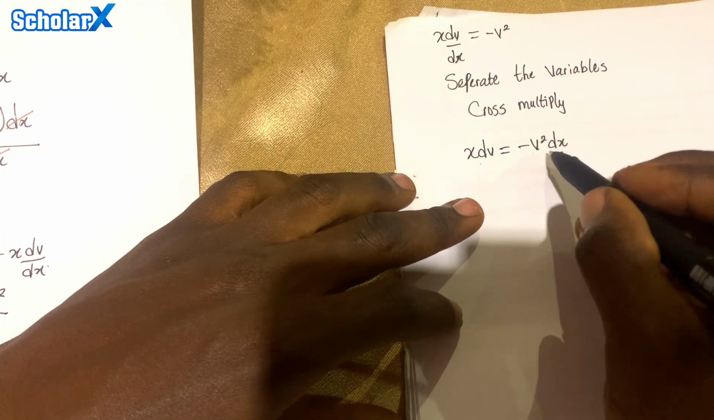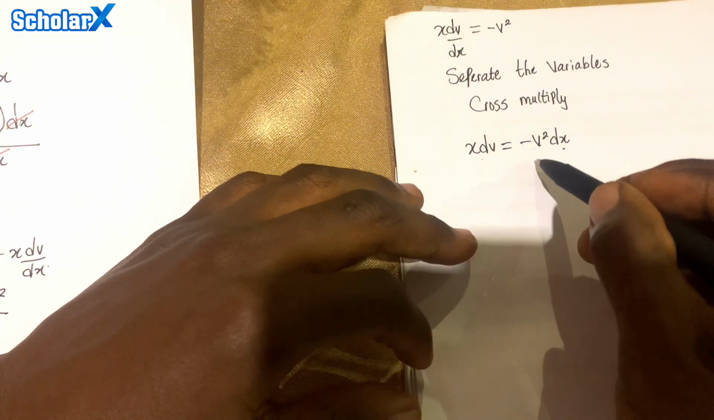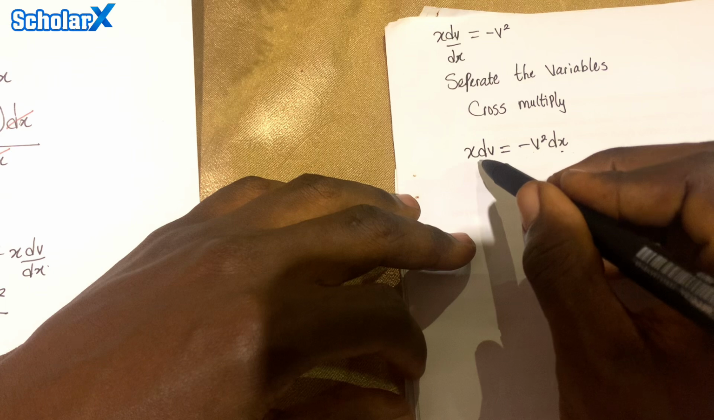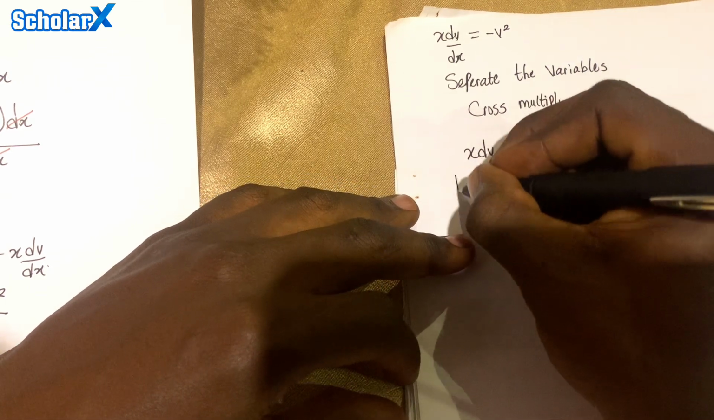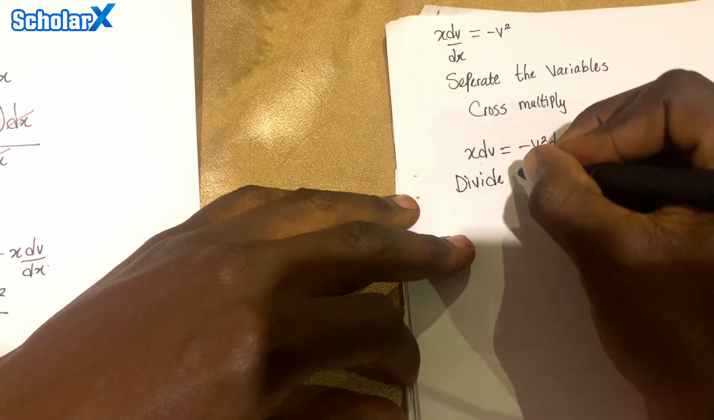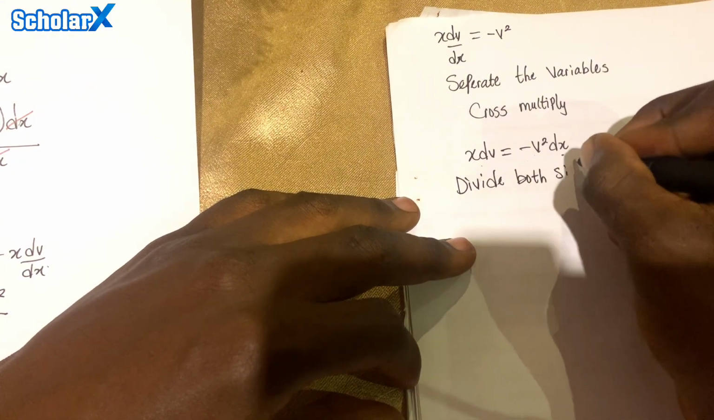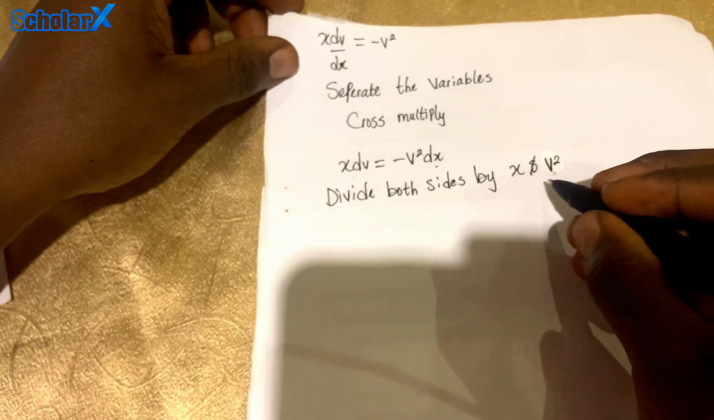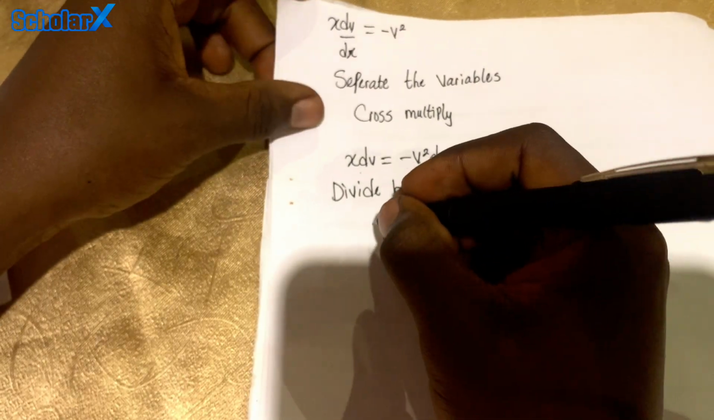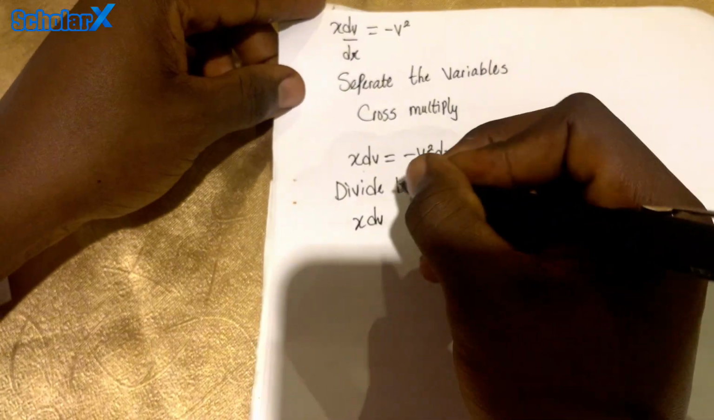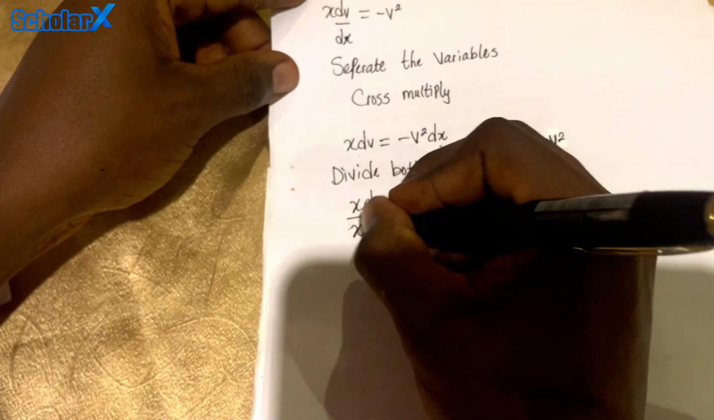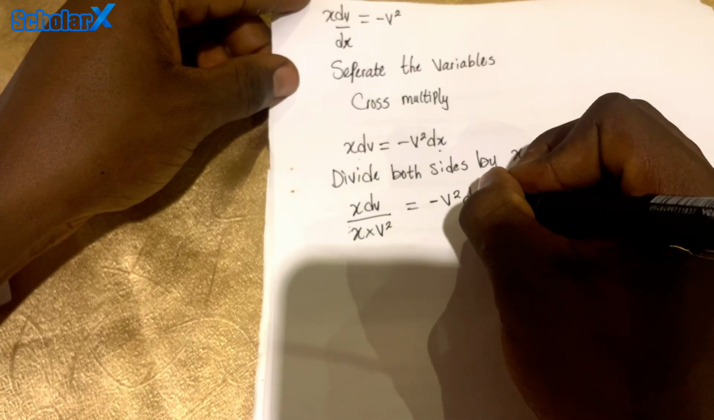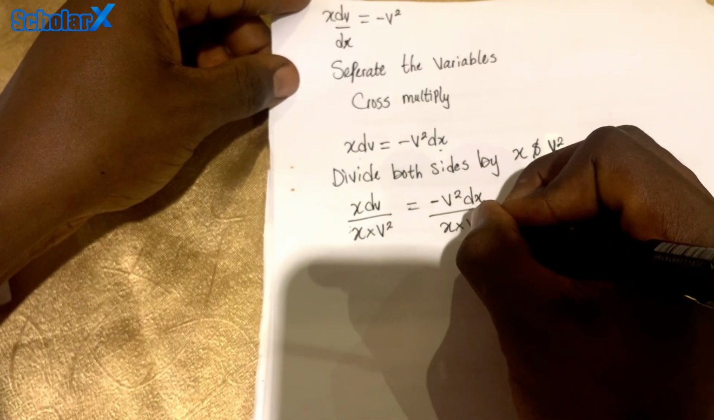So what do we do now? We finally separate the variables. We're going to divide both sides by v squared, and we're also going to divide both sides by x. So we divide both sides by x and v squared. So it becomes x dv over x times v squared is equal to minus v squared dx over x times v squared.